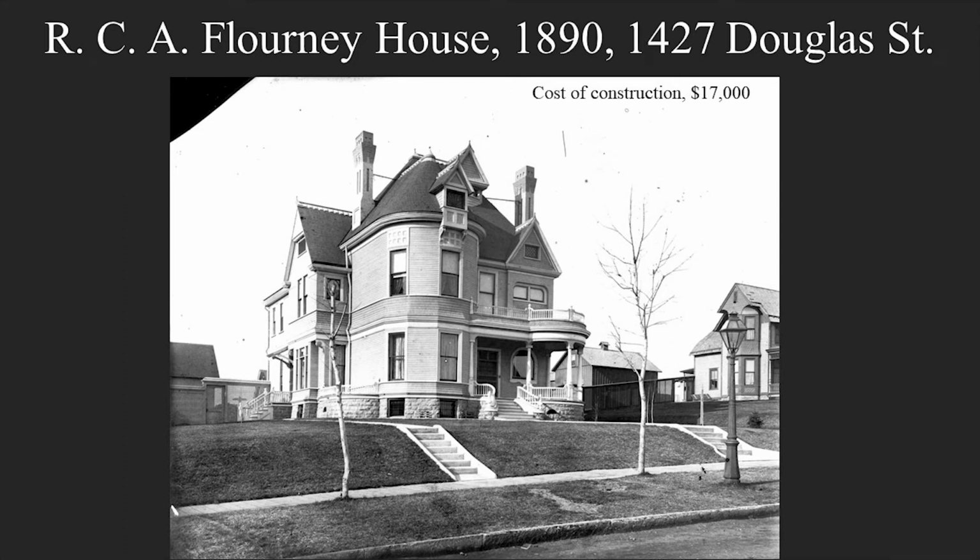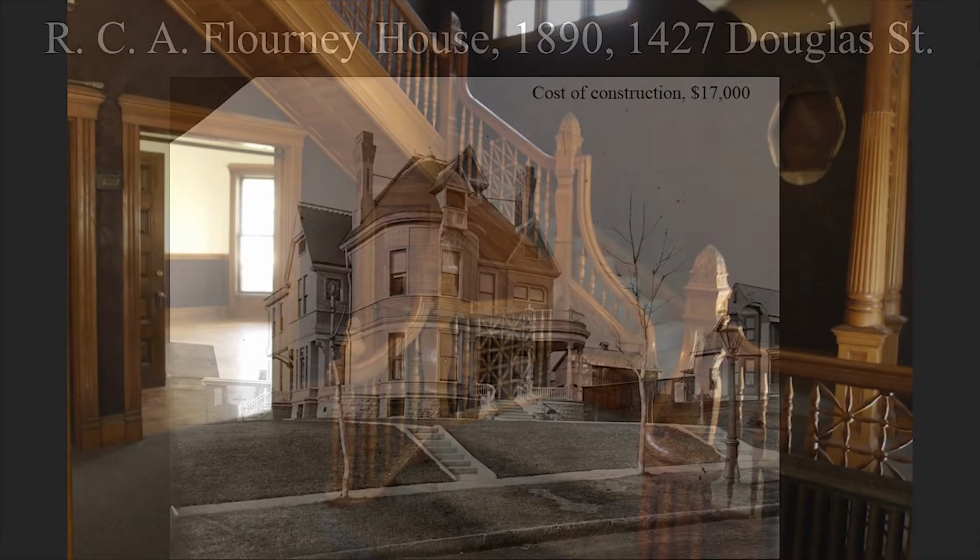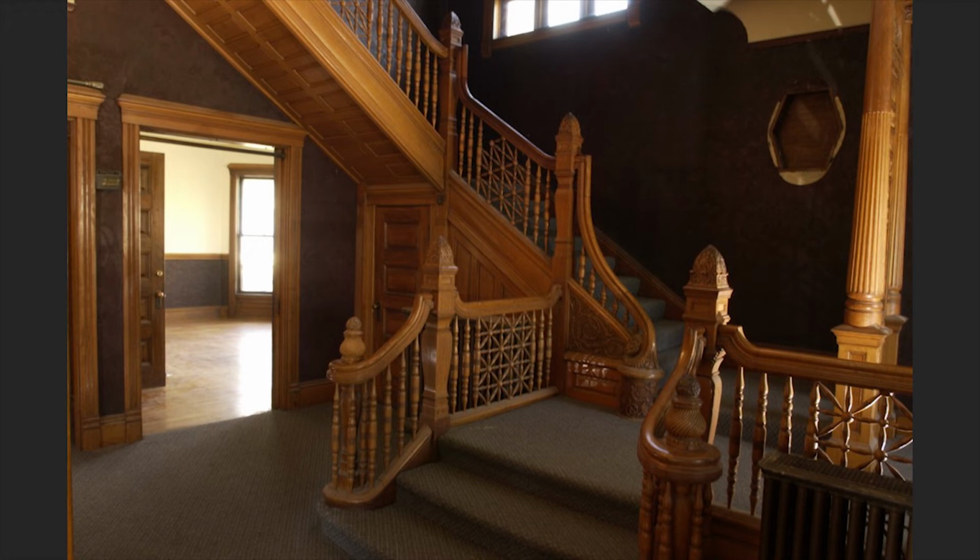This was a photo from our publicity. This is the Richard C.A. Flourny house, built in 1890 at 1427 Douglas Street. The cost of construction was $17,000. Now this house is still standing and has been featured in various newspaper and magazine articles. And we have some great photographs of the interior.